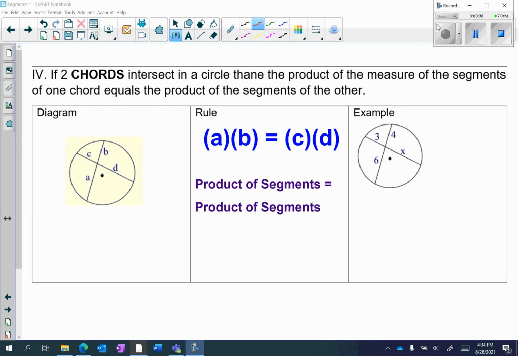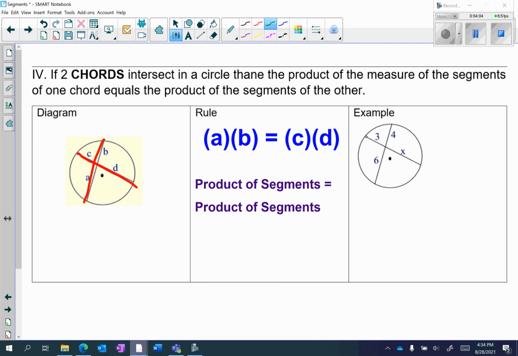Next, if two chords intersect in a circle, then the product of the measures of the segments of one chord equals the product of the segments of the other. So again, I have two chords. They intersect each other. A times B, they're on the same chord, is equal to C times D on the other chord. So this one I think is a much simpler concept.